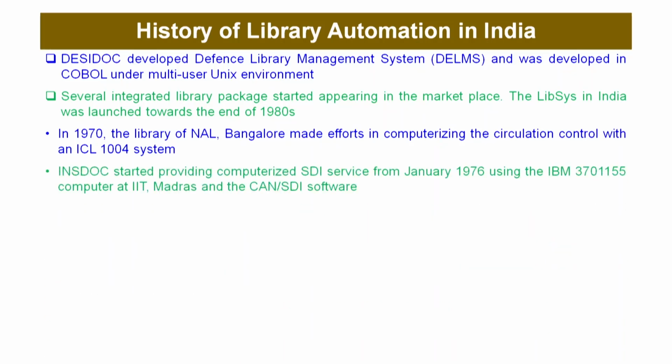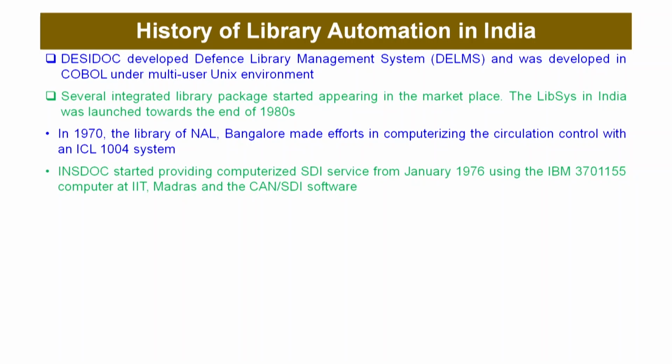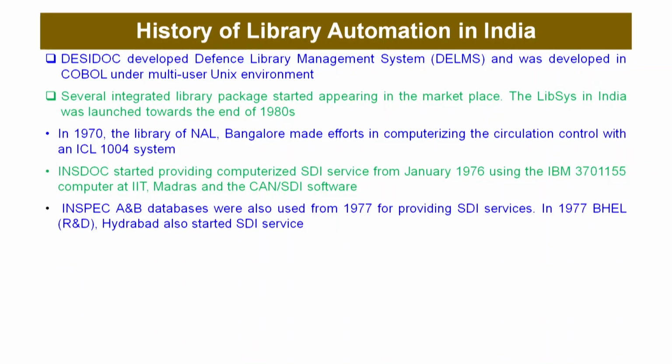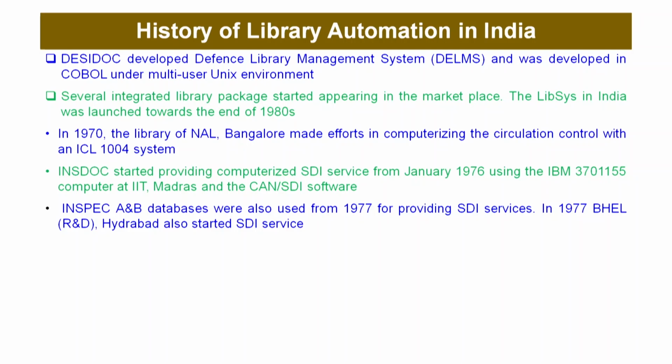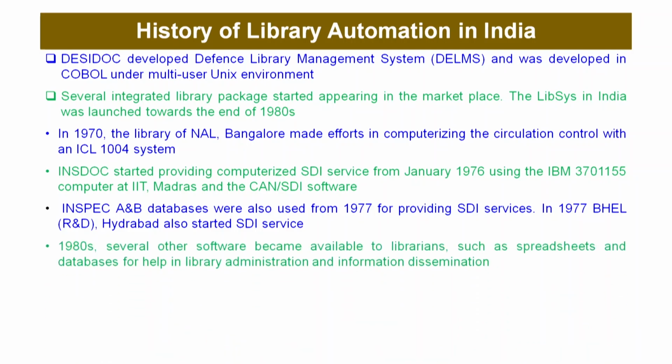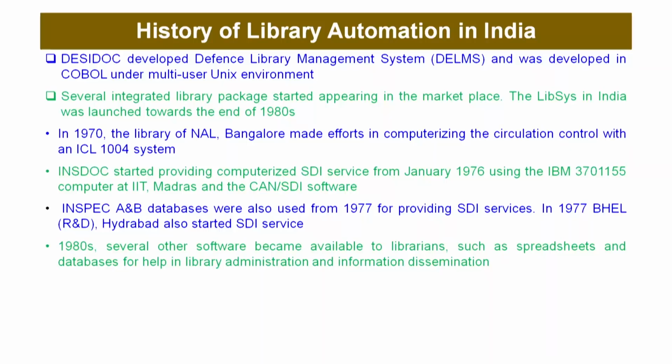And further, in 1976 INSDOC started a new service called the computerized selective dissemination of information service. And further many organizations like BHEL, INSPEC, and other librarians also started using it in different colleges or university systems. So this is the complete scenario of how the development of automation has evolved in the Indian scenario.